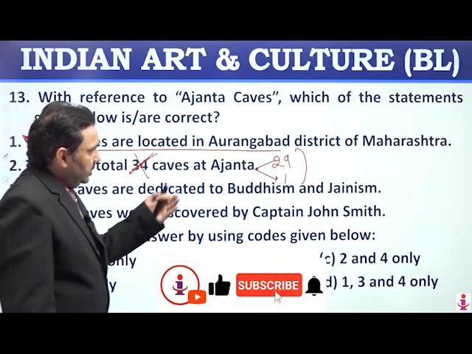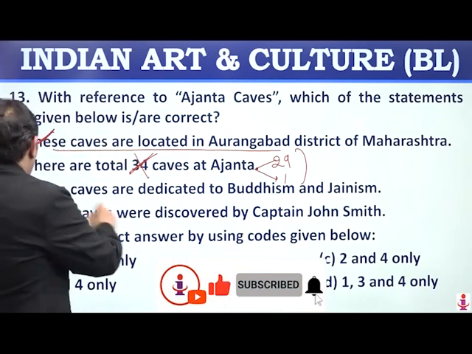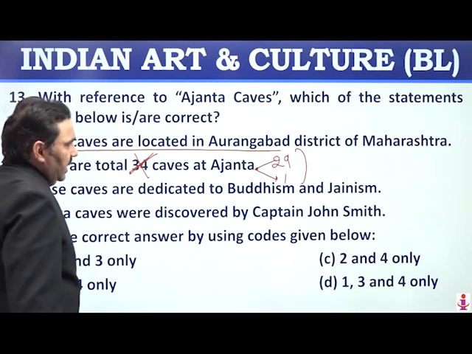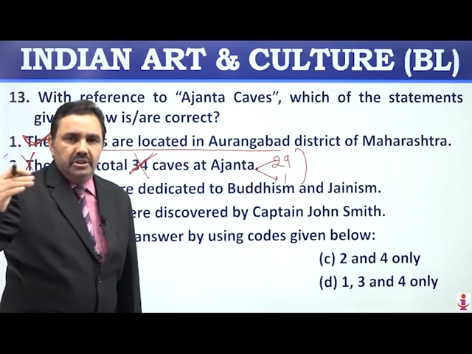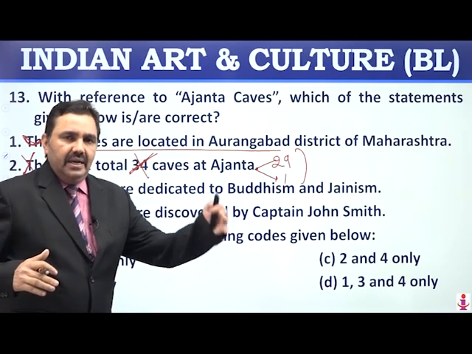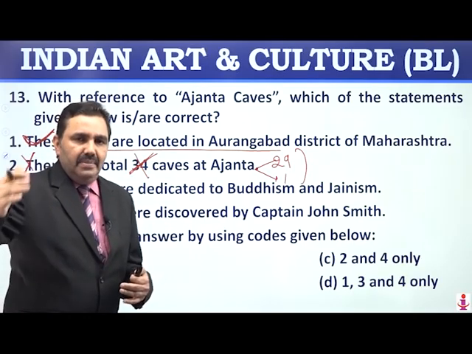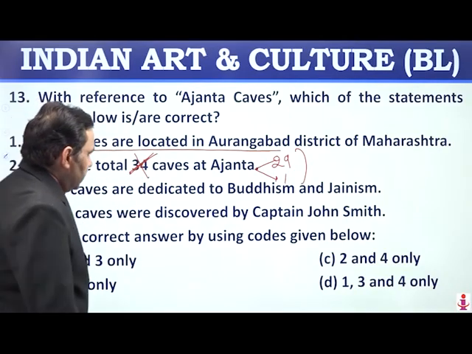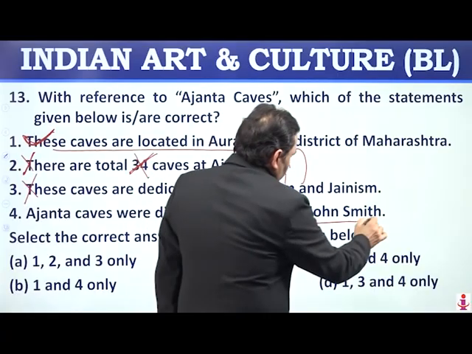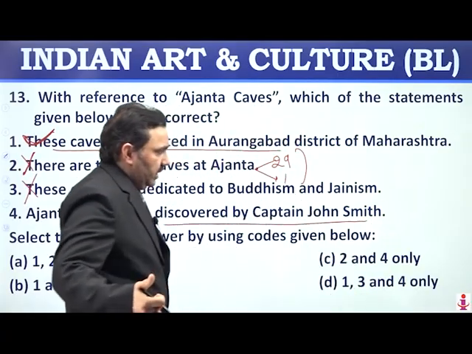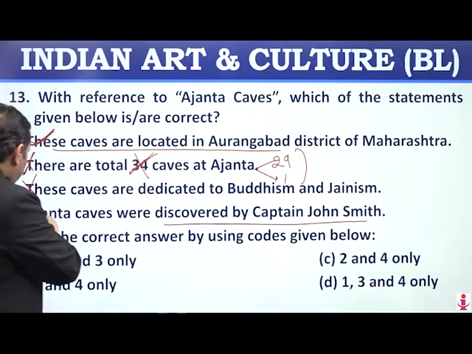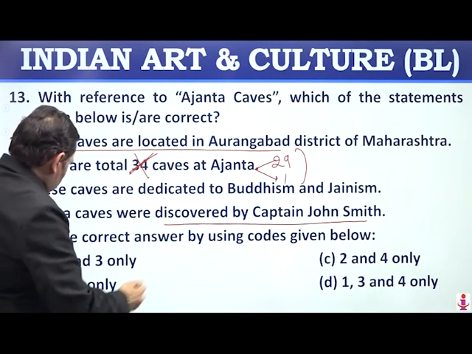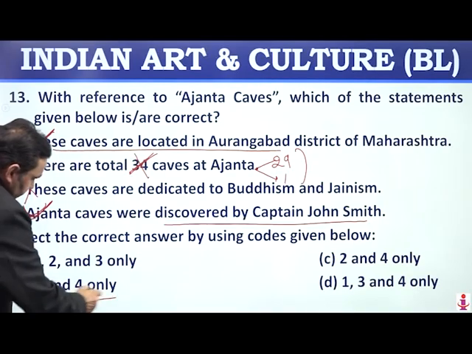These caves are dedicated to Buddhism and Jainism. Wrong. These caves are dedicated to Buddhism only. Ajanta caves are dedicated to Buddhism only. Ellora caves are dedicated to Buddhism, Jainism as well as Brahminical religion or Hindu religion. Ajanta caves were discovered by Captain John Smith of Madras Army in 1819. So this is correct. John Smith was the discoverer here. So 1 and 4 are correct. You have to choose the correct statement. So 1 and 4, option is B.